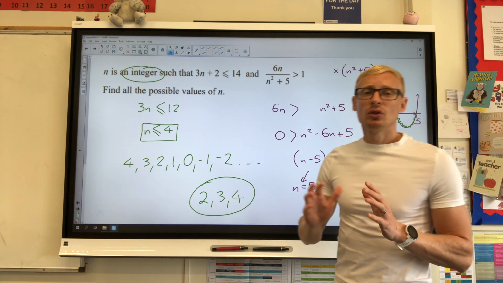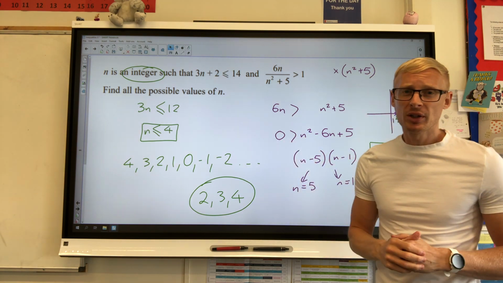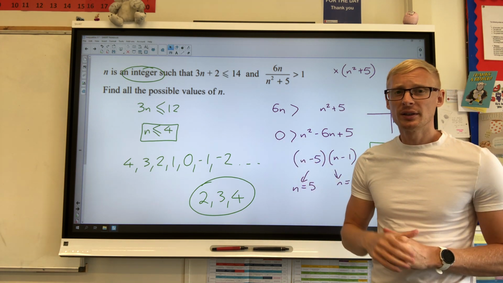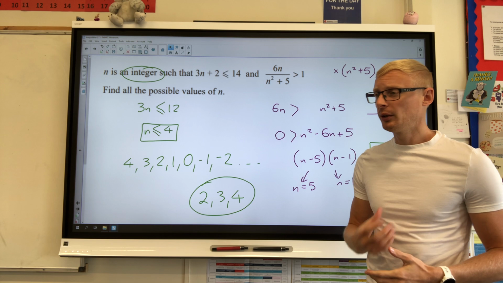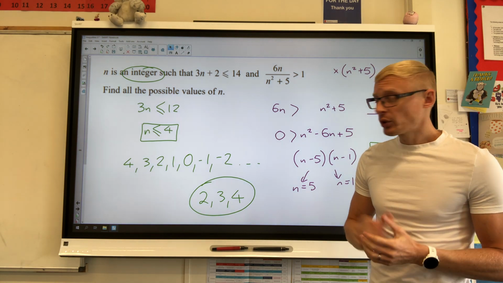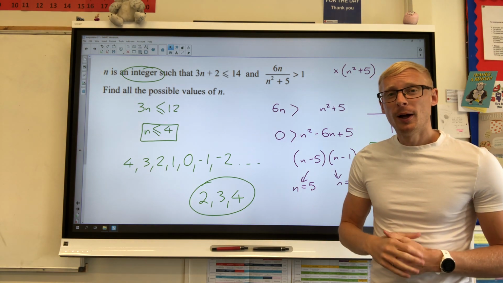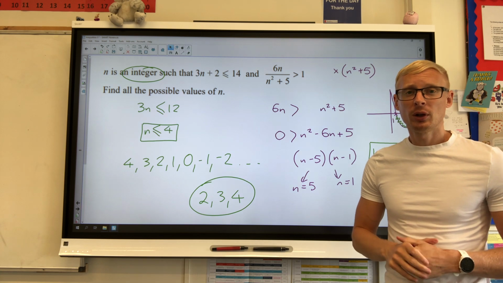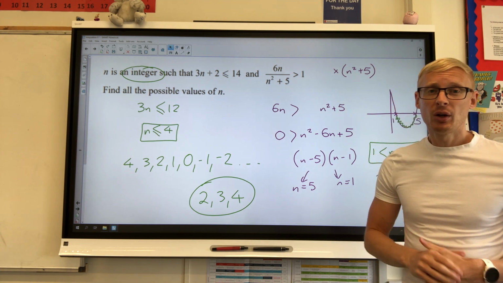Okay, so I appreciate that this last example especially was quite complicated. You might need to rewind this and just watch it back a little bit. Please make sure you've copied down all those examples and then have a go at the questions in the booklet. Please make sure you email if you've got any questions.